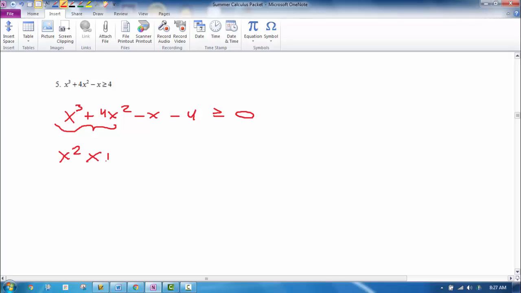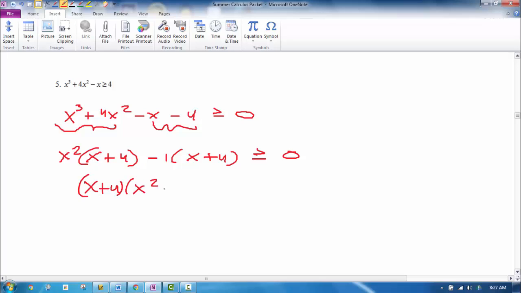That leaves me with x plus 4 quantity. And then I'm going to factor out a -1 from these two terms, and that leaves me with x plus 4 again. So the nice thing about factor by grouping is now I can pull out this number right here, which is x plus 4. It's just a number, and I can pull it out of both terms. And then I'm left over with x squared minus 1.